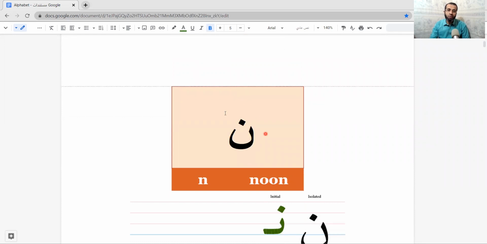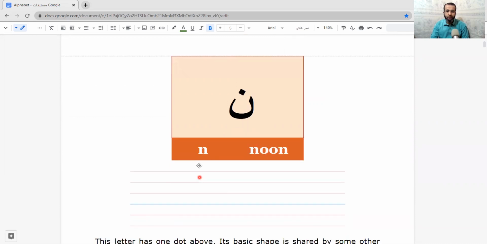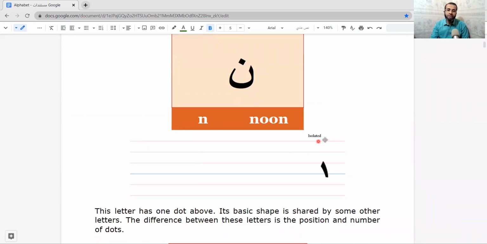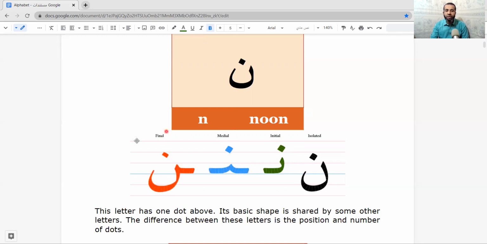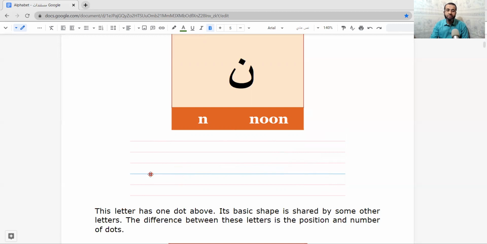The next letter we'll study now, and we are not going to study them in order. This is the letter Na, Noon. Its name is Noon, Na. When it is isolated, it's written like this, from right to left. When it is initial, like this, then the following letter. When it is in the middle, when it is a medial, like this. And when it is a final letter in the word, it's like this.